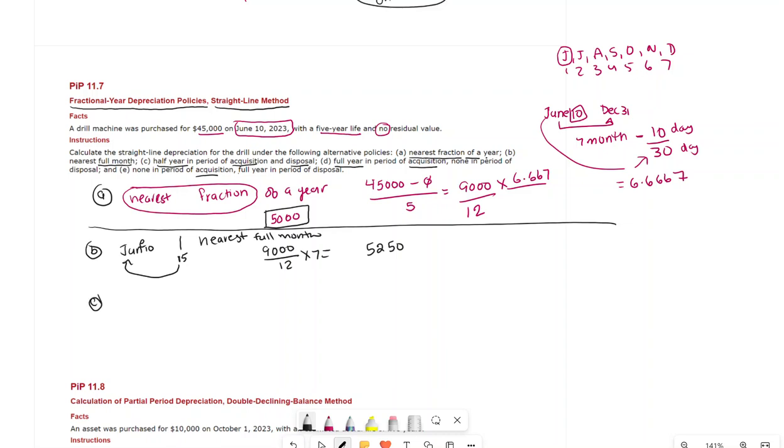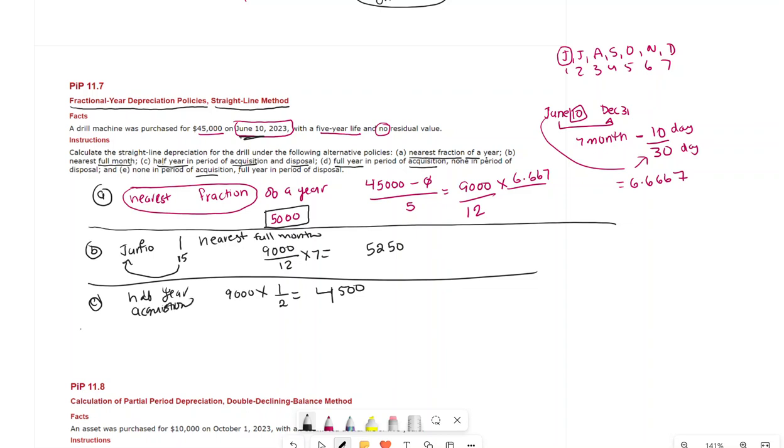Then going to part C, they said half year in the period of acquisition. So what happens is half year, the year of acquisition, the year you purchase, even though we purchased on June 10th, we don't care about the date. Whatever the depreciation is for the year, we take half of that. That's how much we will depreciate in the first year. So that's half of the depreciation in the period of acquisition, the year you purchase and the year you sell.